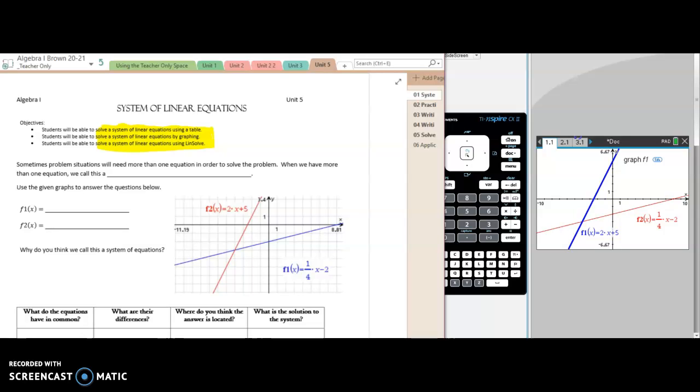Let's just dig right into this. So we're going to have some problem situations that we're going to need to write more than one equation in order to solve the problem. And so when that happens, we call this a system of equations.